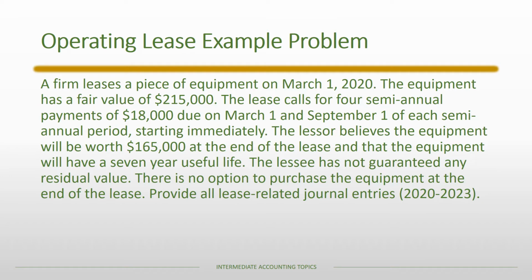So again, we have a new example here. There's a lease that's signed on March 1st, 2020. There's a fair value of the equipment. We have semi-annual payments, so that's a little bit different. And the other thing that's a little bit different in this example is that the payments start immediately rather than at the end of each period, they're at the beginning of each period. And in this case, the lessee has not guaranteed any residual value, so that makes a slight change to the calculations we saw in the finance lease example problem.